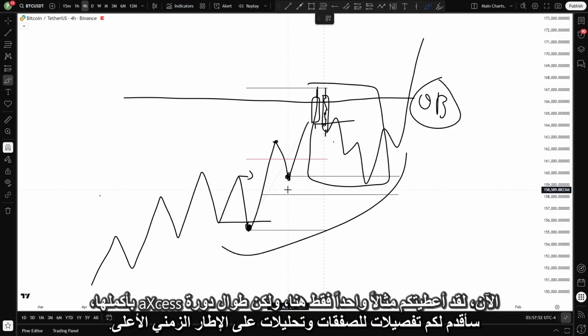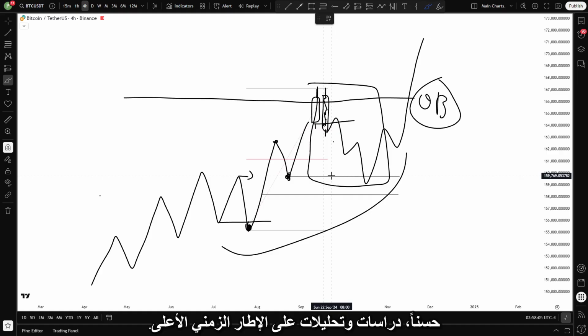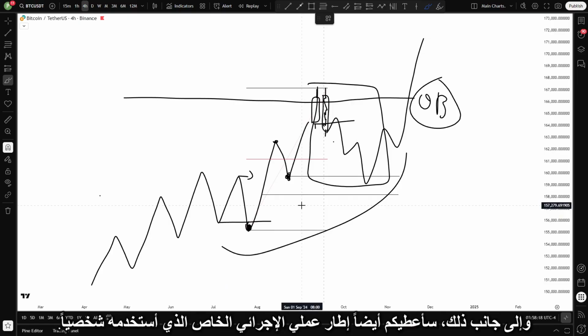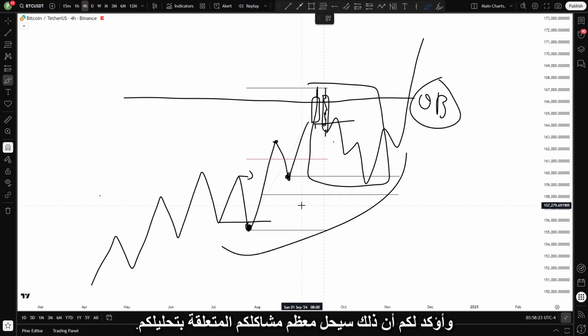Okay, and this is how you do it. Now I've just given you a single example here, but throughout the entire exercise cycle, I'm going to be providing you with trade breakdowns, higher time frame case studies and higher time frame analysis. And I'll be showing you exactly how to do all of this that I just did in a step-by-step manner. And along with that, I'll also be giving you my own procedural framework that I personally use. And I can assure you that will solve most of your problems regarding your analysis.